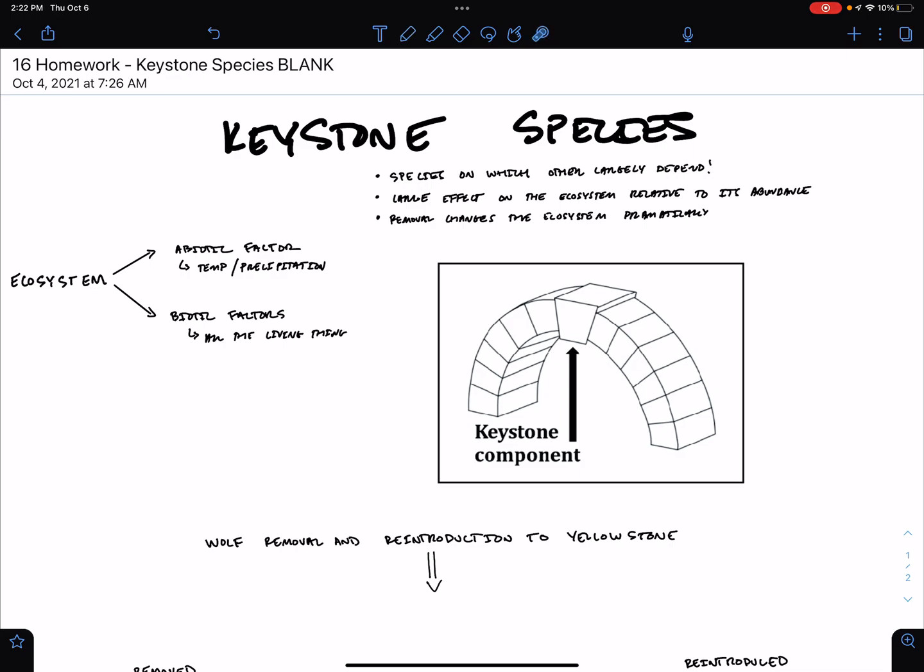Why is it called a keystone species? It is called a keystone species because a keystone is a stone in the arch. Often it's the last stone to be placed in an arch that is holding the structure of the arch all together. And without the keystone, the arch will fall. So a keystone species is kind of holding up the integrity of the ecosystem.